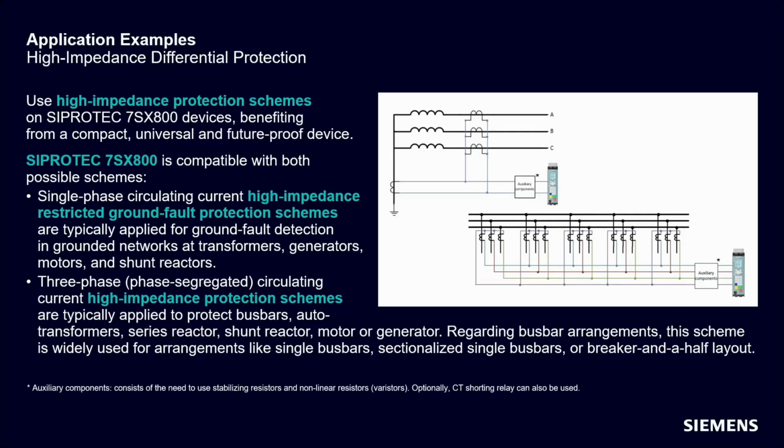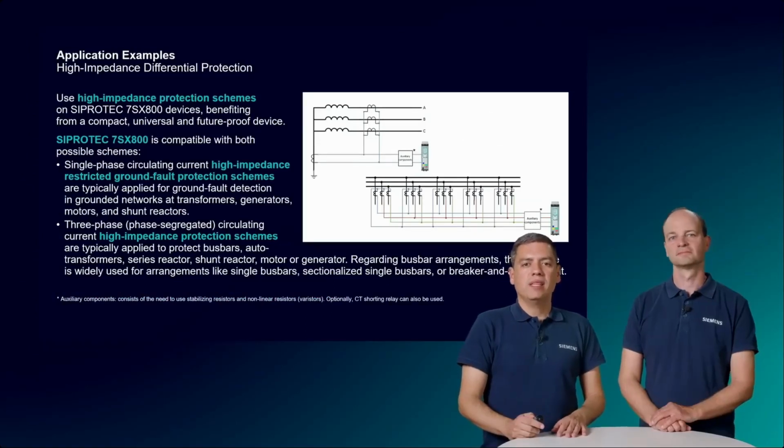The first example shows the single-phase scheme that is typically applied for ground fault detection in ground networks at transformers, generators, motors, and shunt reactors. The second example shows the three-phase scheme that is typically applied to protect bus bars, auto transformers, series reactors, shunt reactors, motors, or generators. Thus, it is possible to apply our 7SX800 device also in these specific protection schemes, maintaining the same type of devices as in a classical application.